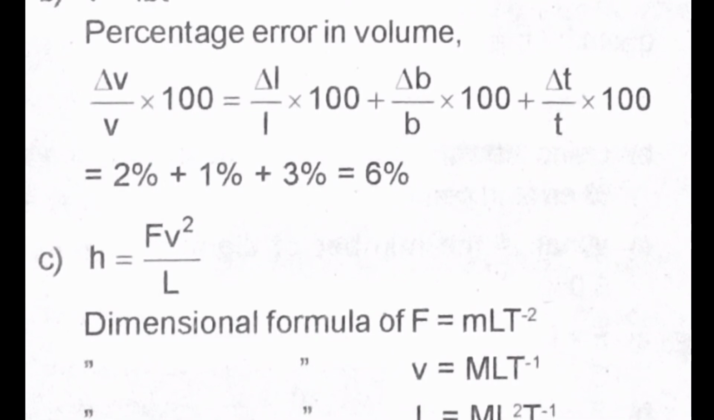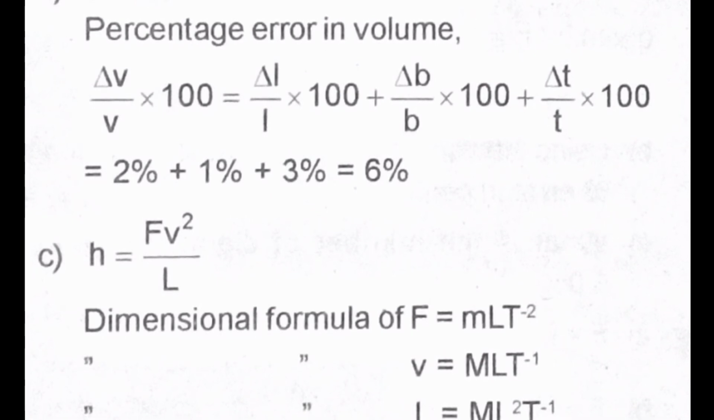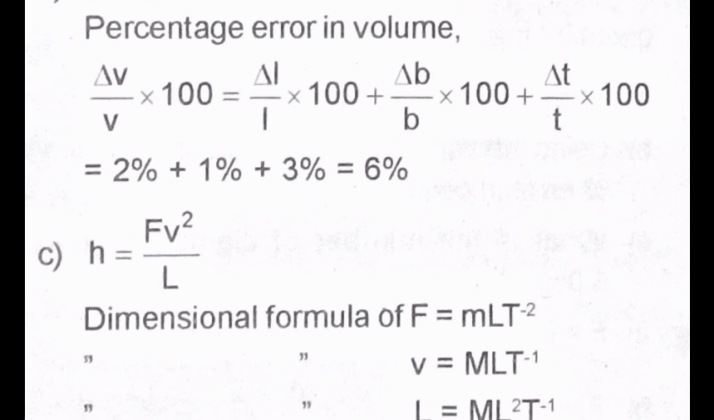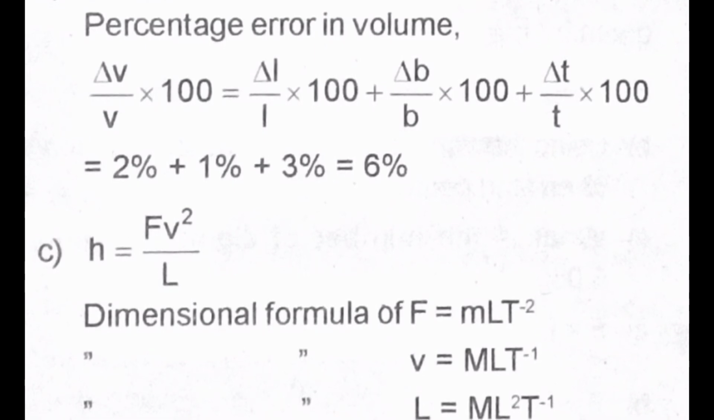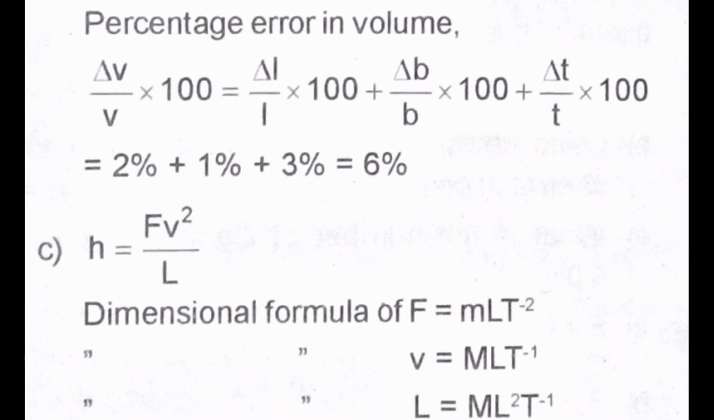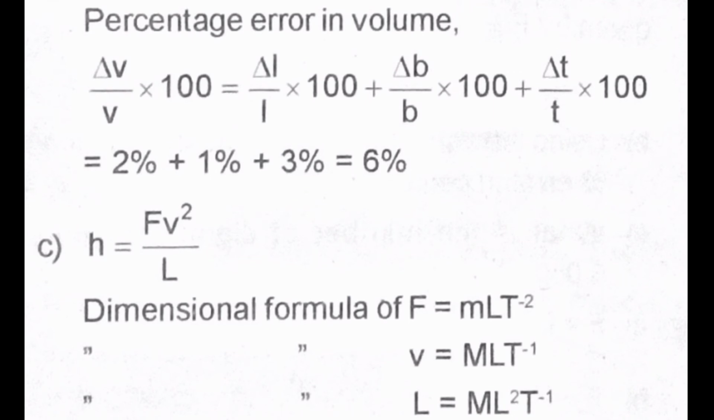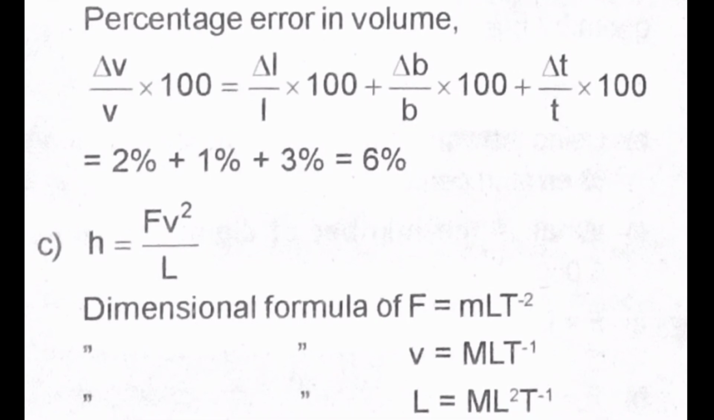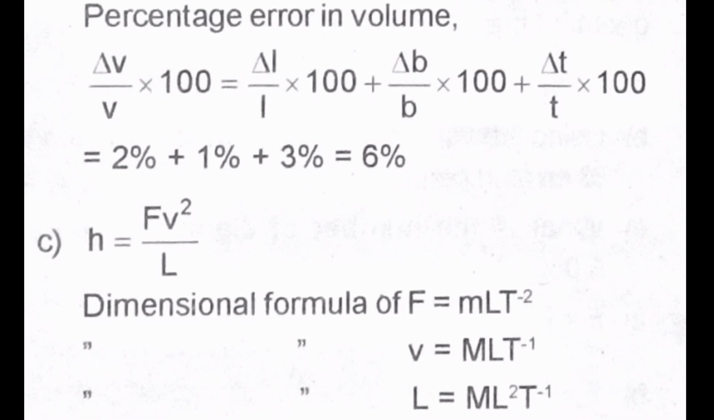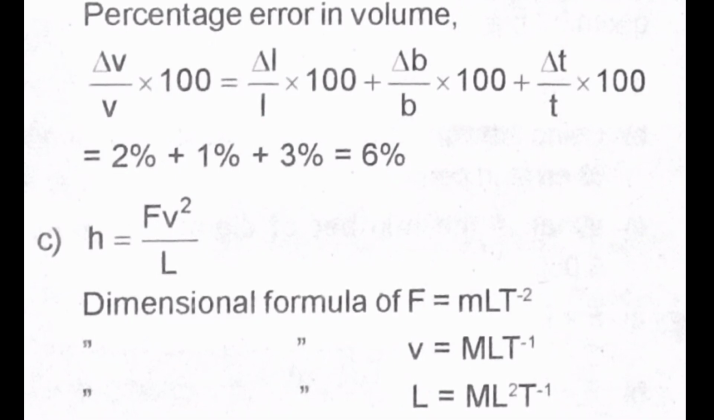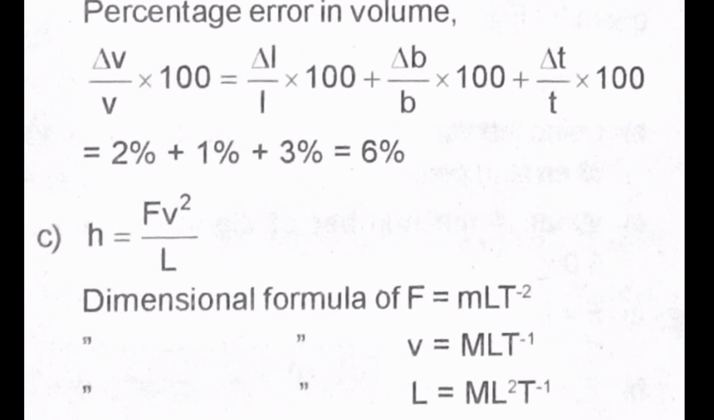What will be the dimension formula of F? That is force, M into A. Yes, that is mass into acceleration. Then what will be the dimension? That will be mass M into acceleration, which is L by T square, so M L T raised to minus 2 is the dimension. Then what about velocity? Velocity is displacement by time. Then what will be the dimension? L by T, so M0 L T raised to minus 1.